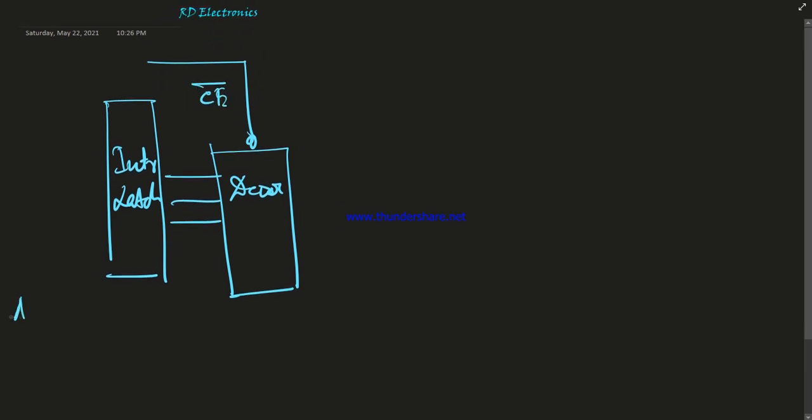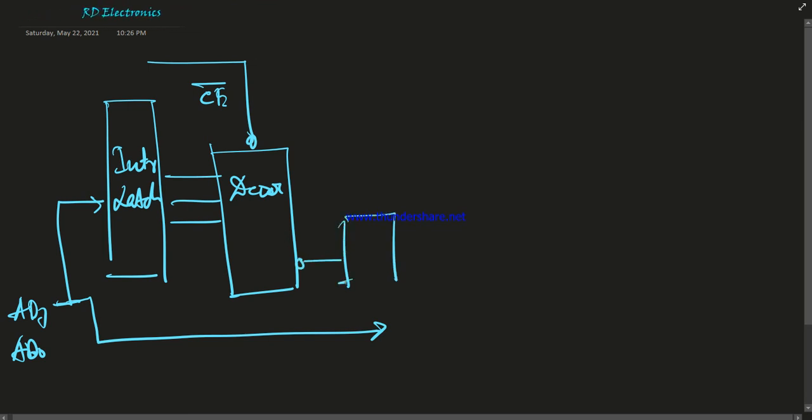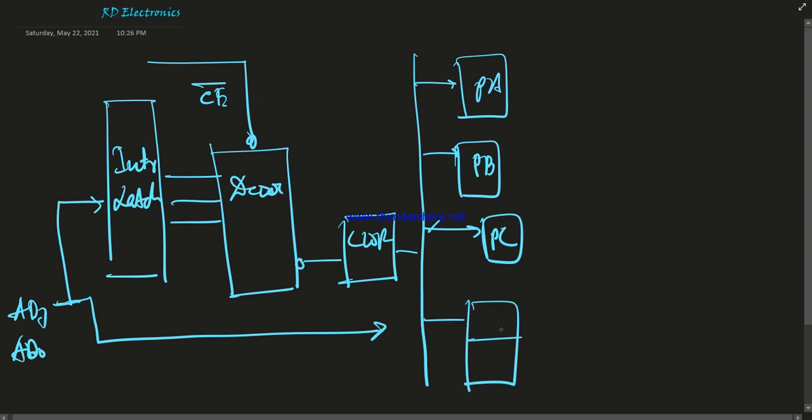Now the lines from AD7 to AD0 are connected here, and this output pin is connected to the control register. This is the control word register, and from this control word register many ports are connected, like port A. This control word selects the configuration of port A and port B. This is port C, and this is for the timer, this is for the LSB, and this is for the MSB. So these are all connected by these buses.